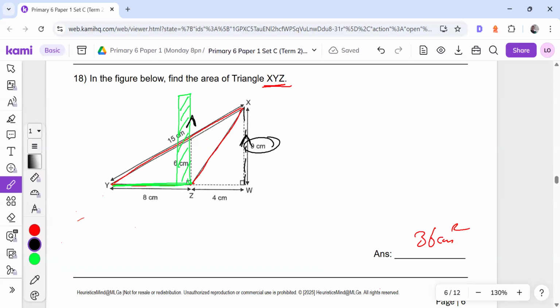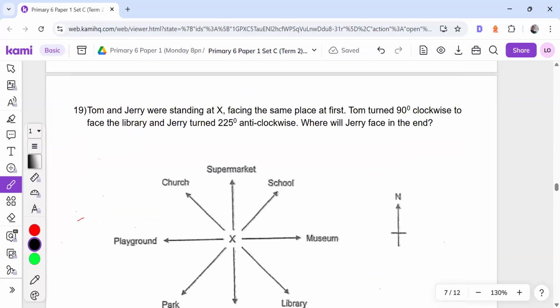So this is the height, which is 9 cm, and the base is 8. Okay? Then you take half times base times height. So you cancel 2, cancel 8. 4 times 9 becomes 36. And that's how you get the area. So to find the height of a triangle, you will need to use a ruler if you are not sure where's the height. And then look at the ruler and look for a line that is parallel with the ruler. Okay? Okay, next one. Question 19.